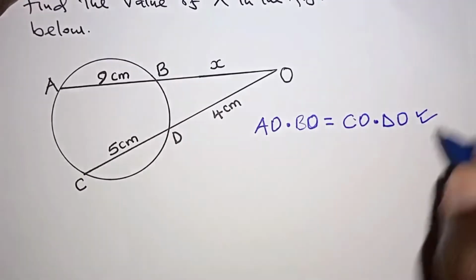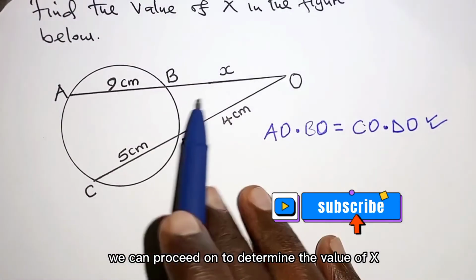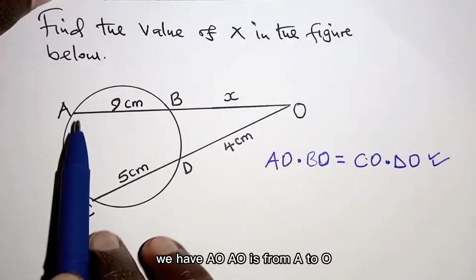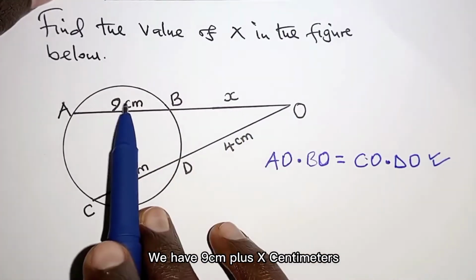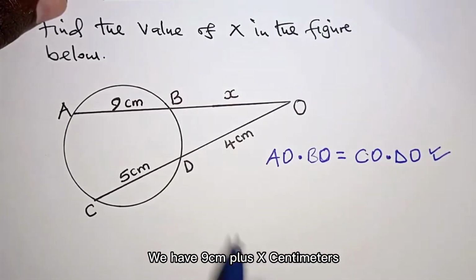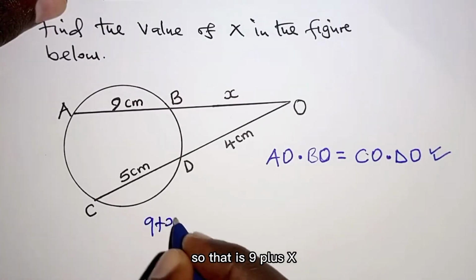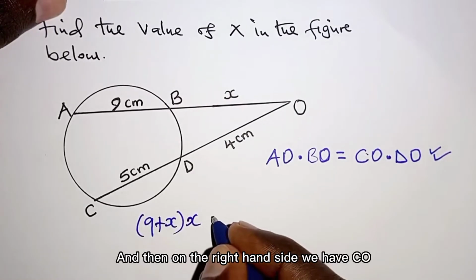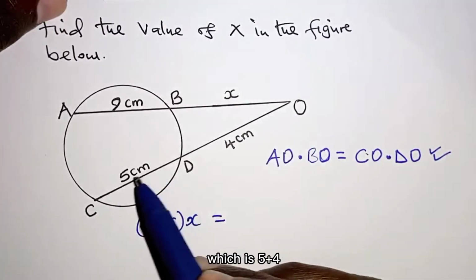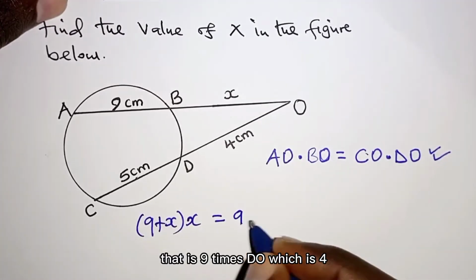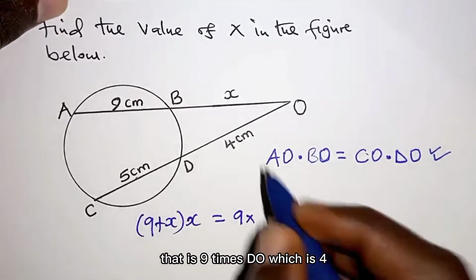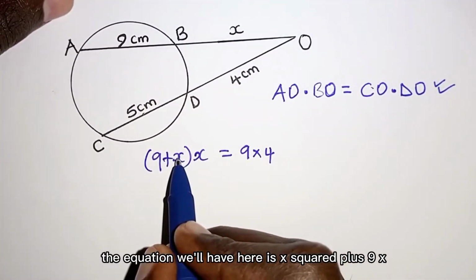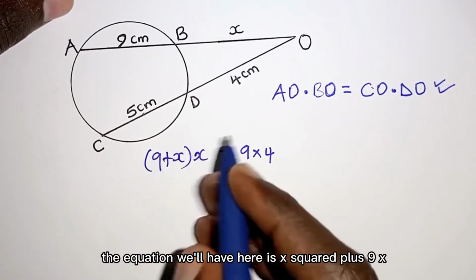From this, we can proceed to determine the value of x as required. We have AO. AO is from A up to O, we have 9 centimeters plus x centimeters. So that is 9 plus x, and then BO is x, so times x. And then on the right hand side, we have CO, which is 5 plus 4, that is 9, times DO, which is 4.